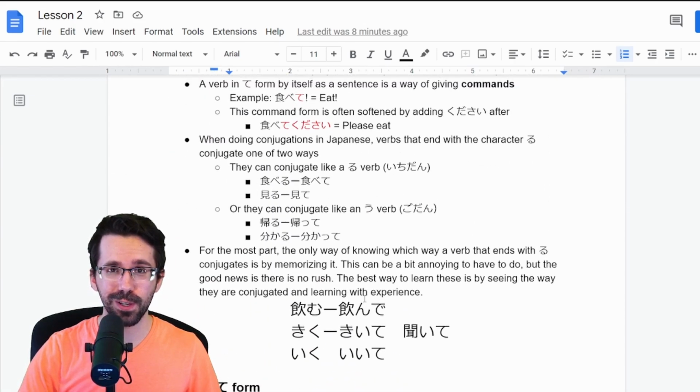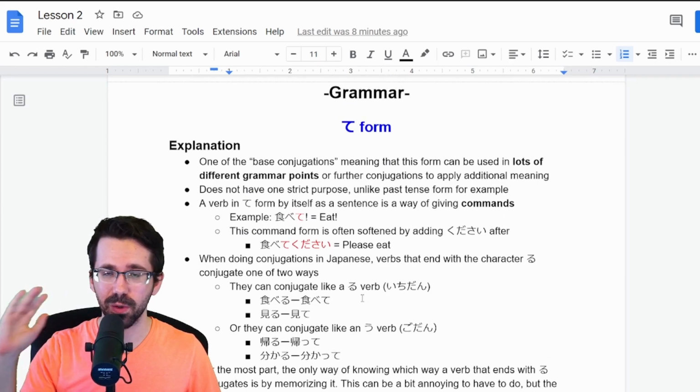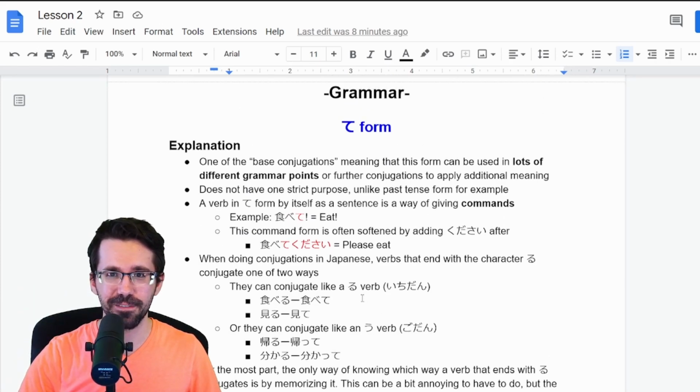Hope you enjoyed. Hopefully it wasn't too confusing. The good news is from here on, things do get a fair bit easier now that we've had this first conjugation out of the way. Good luck and keep on practicing.